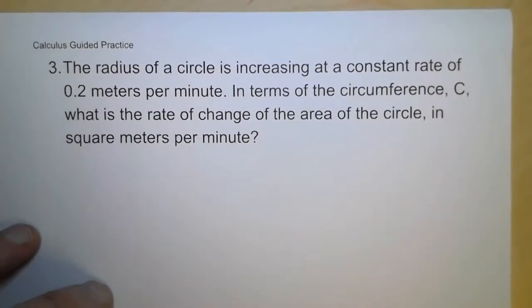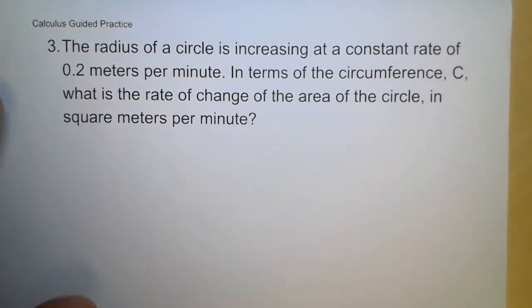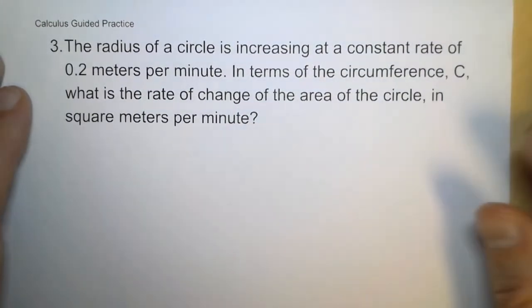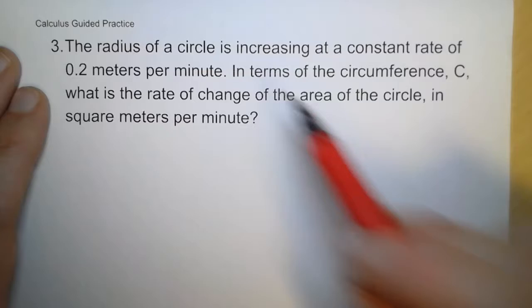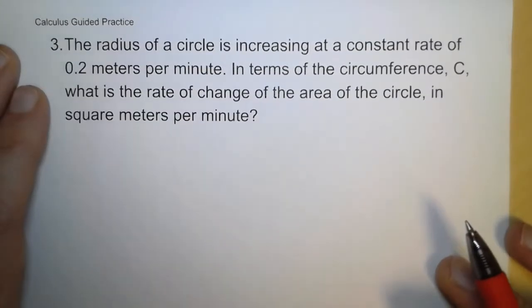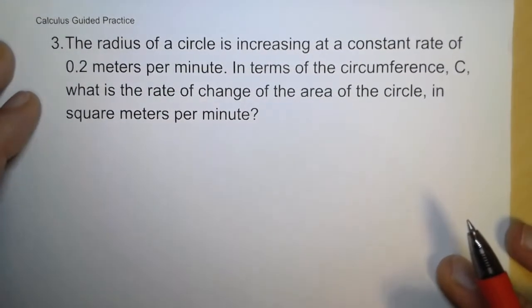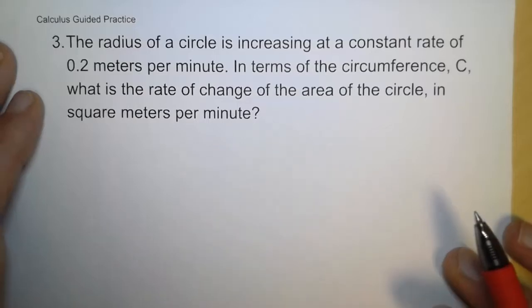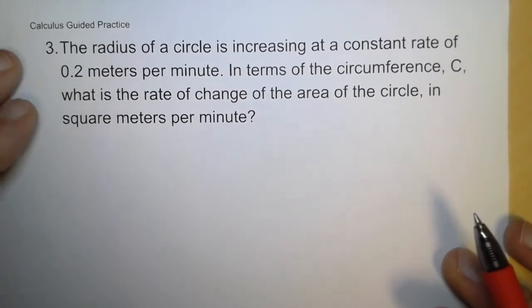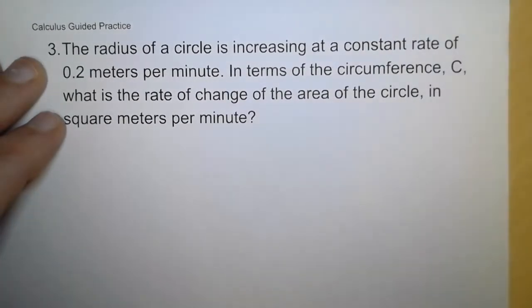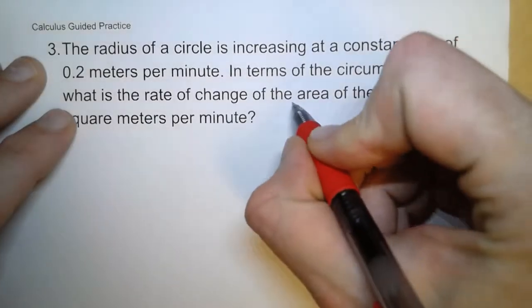Right, let's move on to the next one. With the next one, now we're dealing with a circle. It says the radius of a circle is increasing at a constant rate of 0.2 meters per minute. In terms of the circumference, what is the rate of change of the area of the circle in square meters per minute? So we want to know the rate of change of the area of the circle given the radius.